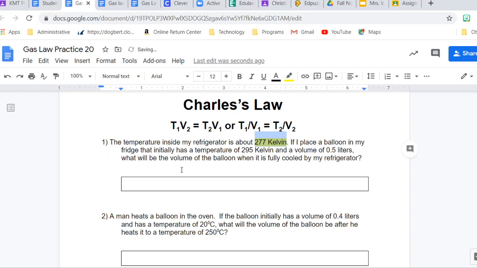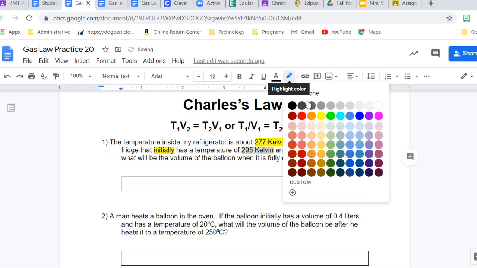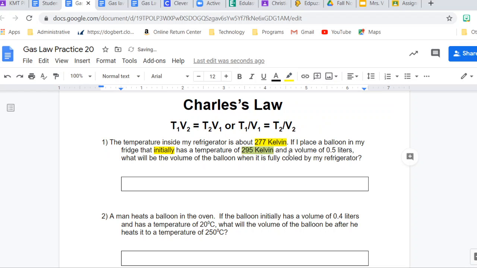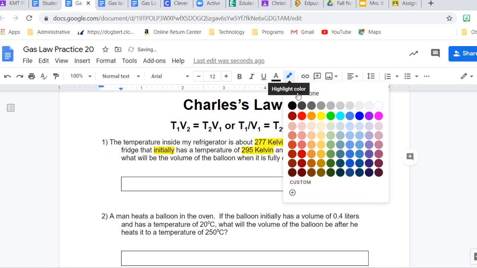If I place a balloon in my fridge that initially, so that's another key little word right there, initially, so I'll highlight that, has a temperature of 295 Kelvin. Okay, there's another measurement. I'm going to highlight that one. And a volume of 0.5 liters. So that's my other one. Okay, so those are our numbers.